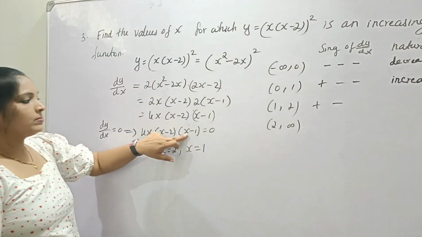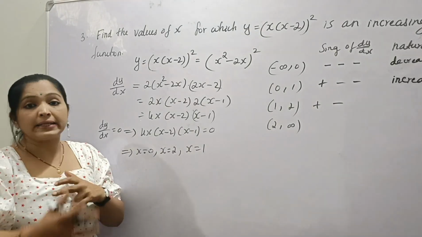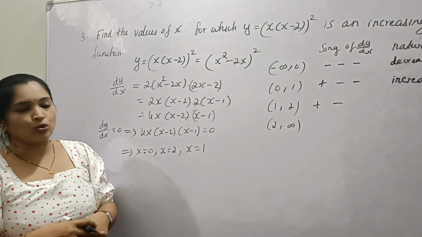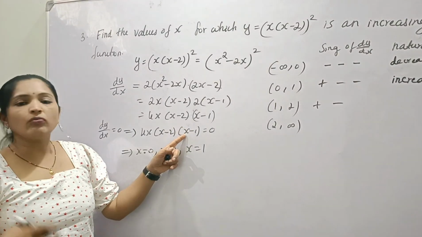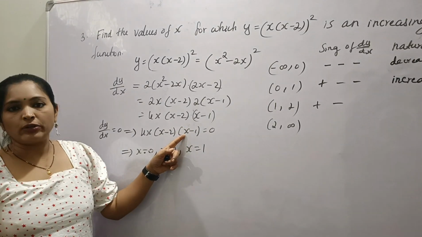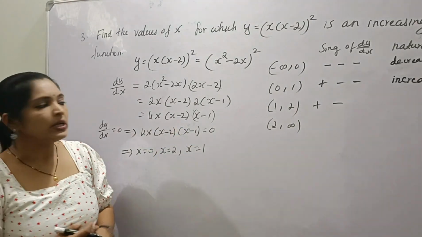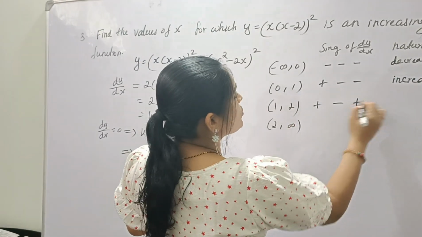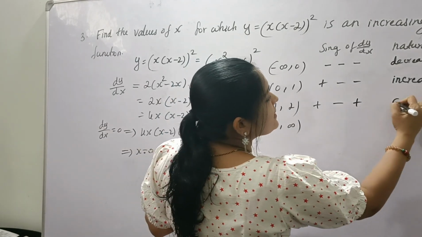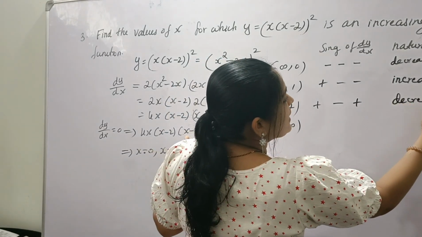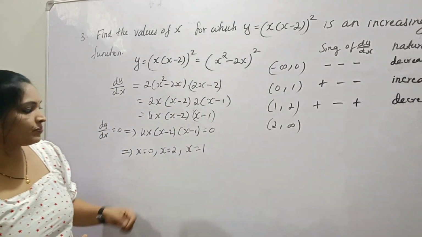Then what about this one? Here we have to substitute the values x greater than 1 and less than 2. If it is 1, it will be 0. So greater than 1 means that is a positive value, right? For example, 1.5 minus 1 is 0.5, right? So it is positive. So plus into minus, minus into plus, minus, it is decreasing. If it is minus, it is decreasing. Minus means less than 0, therefore it is decreasing.